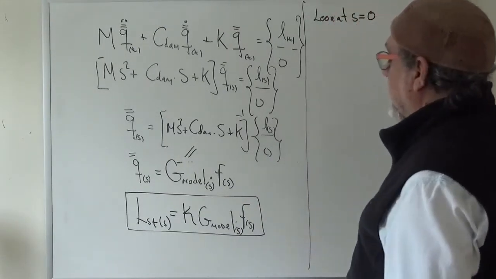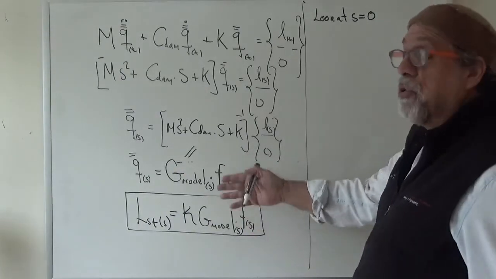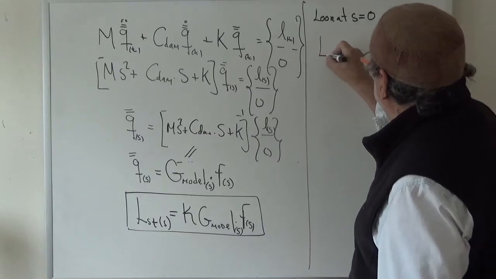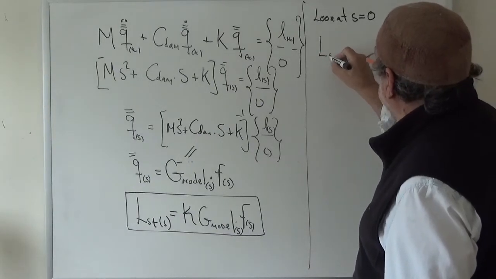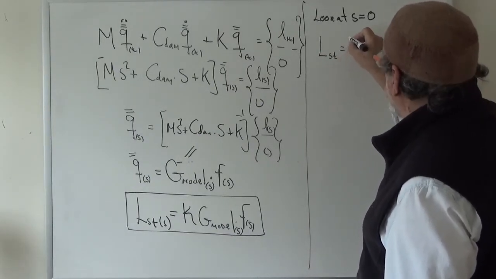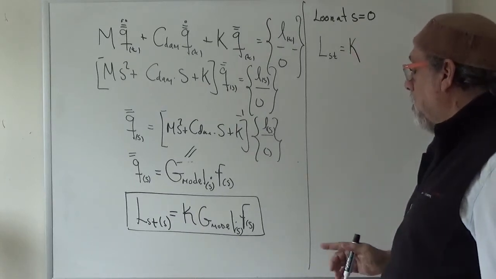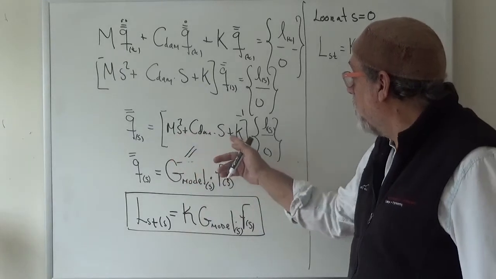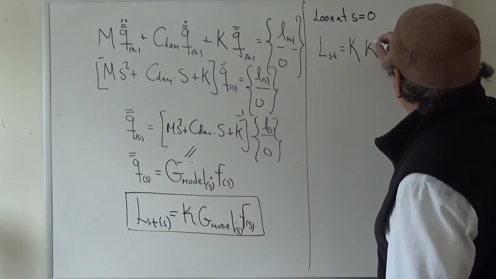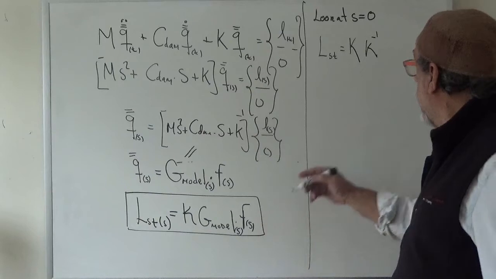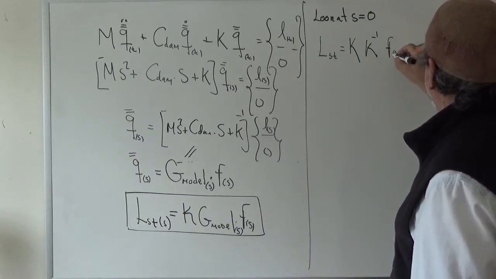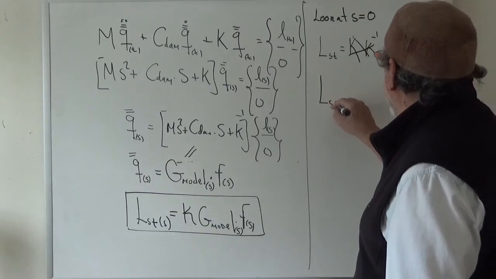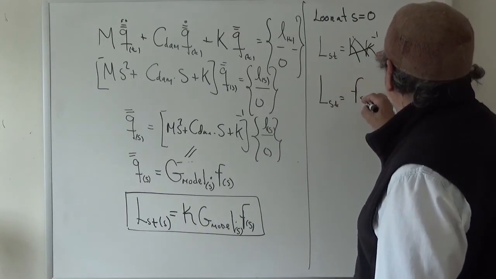Look what happens at S equal to 0. Because S equal to 0 is just a particular location, right? So if you took S equal to 0, you will get that LST is equal to K, right? But now what is G model? Well, G model now, if S is equal to 0, is just the inverse of K, right? And so you get Fs here. So this is just the identity. And then you find that LST is just Fs, right?